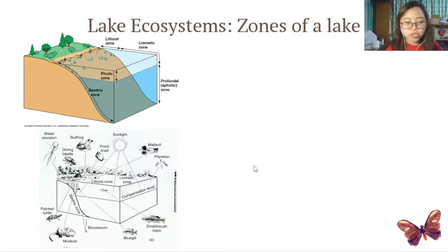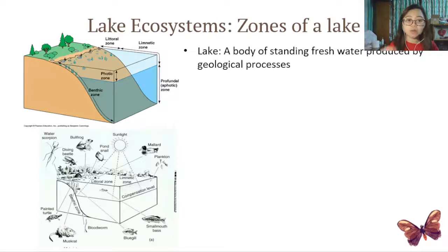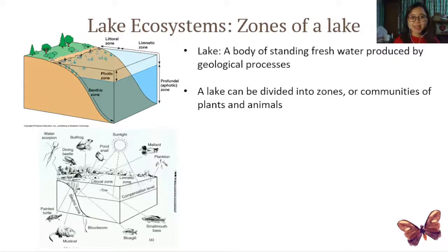But before we continue, it's good to agree on what is a lake. A lake is a body of standing fresh water produced by geological processes. So as long as it's staying still and it's fresh water, we can count it as a lake. And a lake can be divided into zones or communities of plants and animals.